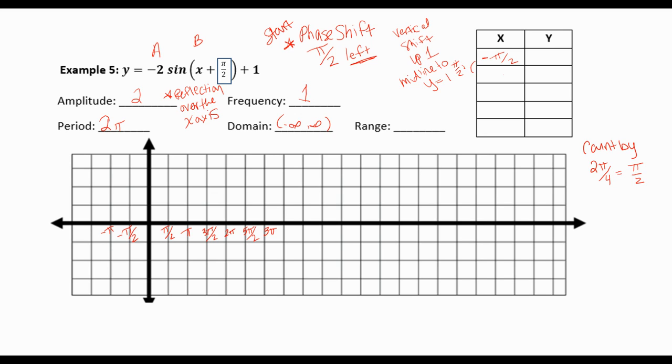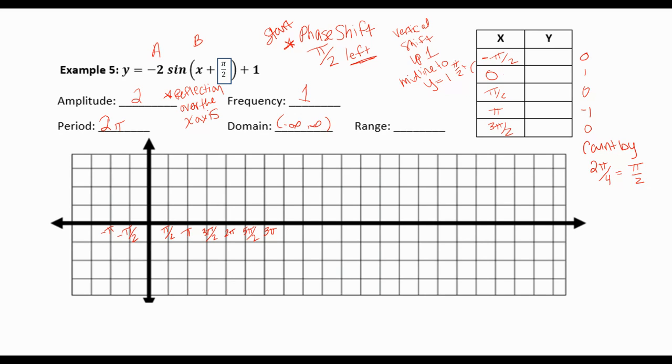So if I add pi over 2, I get 0. Add pi over 2, I get pi over 2. Add pi over 2, I get pi. Add pi over 2, I get 3 pi over 2. And know this is the distance from negative pi over 2 to 3 pi over 2. That distance is 2 pi. That's my full period. And now for my sine values, sine always started at the origin. So 0, 1, 0, negative 1, 0.